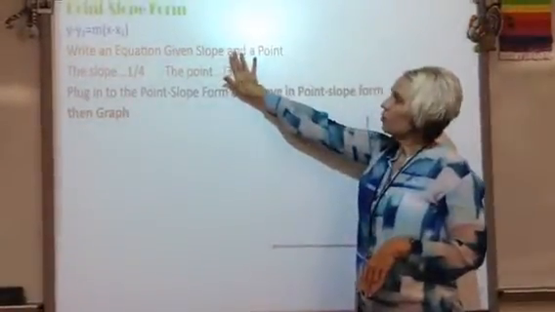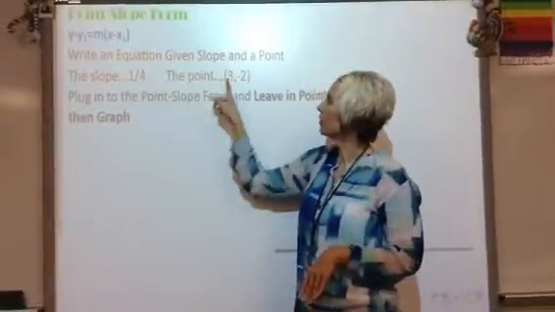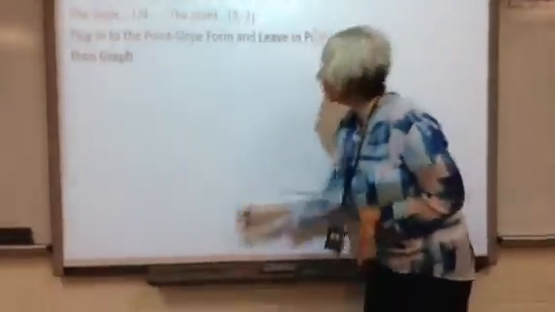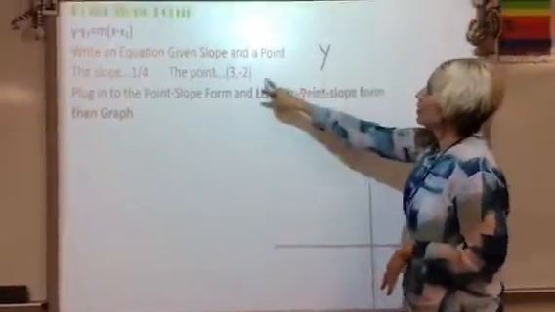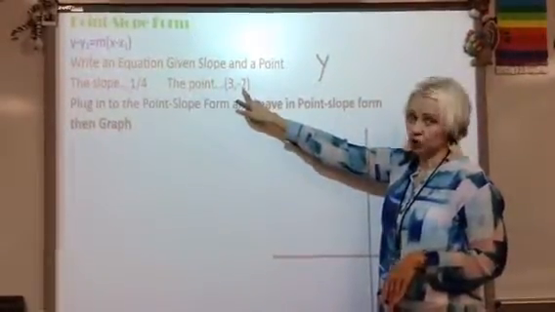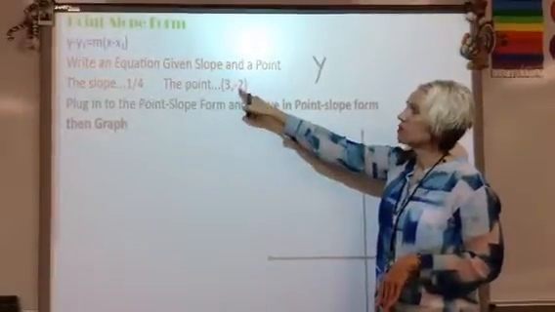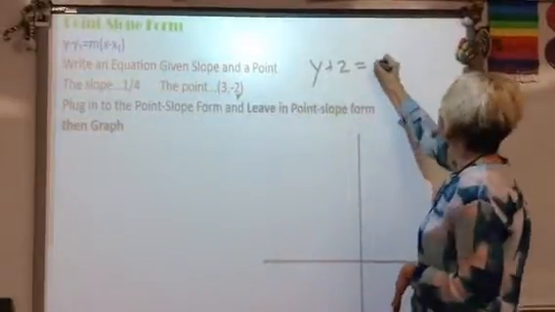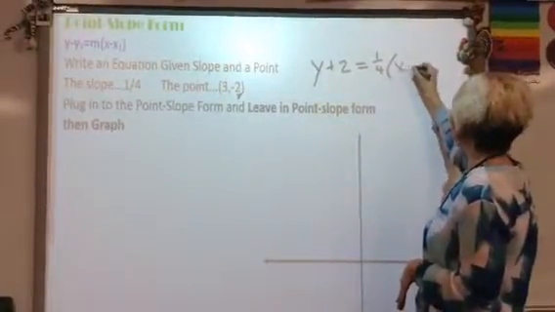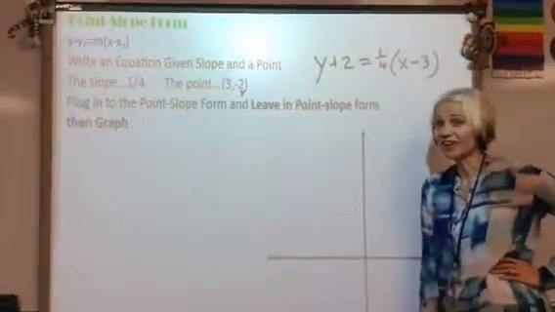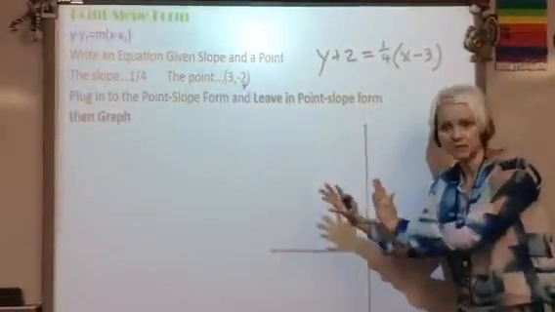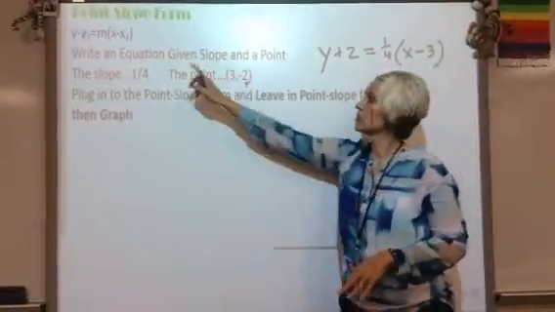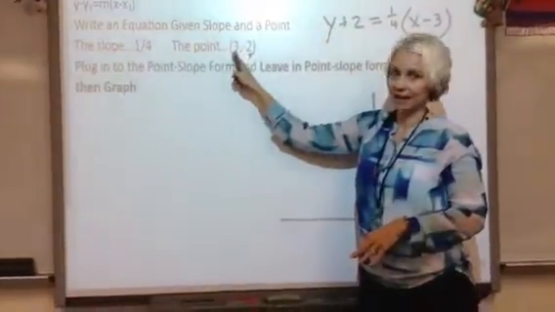Write an equation given a slope and a point. If I know the slope is 1/4 and the point is (3, -2), I want to put it into point-slope form. So we would write y, now this is going to be minus -2, because this is the point y here. So minus -2 is plus 2 equals the slope, which is 1/4, times x minus 3. Not too hard, is it? It's just plugging in values. So you're going to have y minus the y point equals slope times x minus the x point.